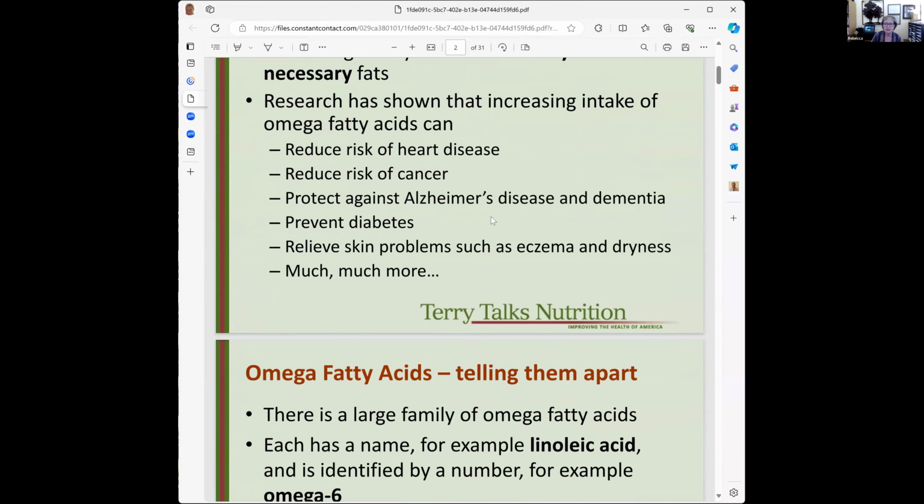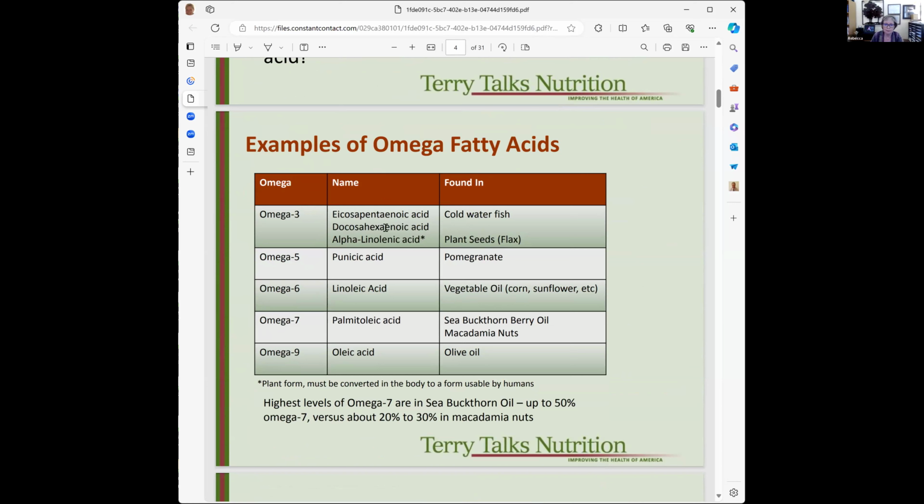So cold water fish are your best source there. Flax is difficult because a lot of us cannot convert it. I did a program on that a while back. Omega-5, that's another one we never hear about, but that's from pomegranate. And we know how beneficial pomegranate is to our health.